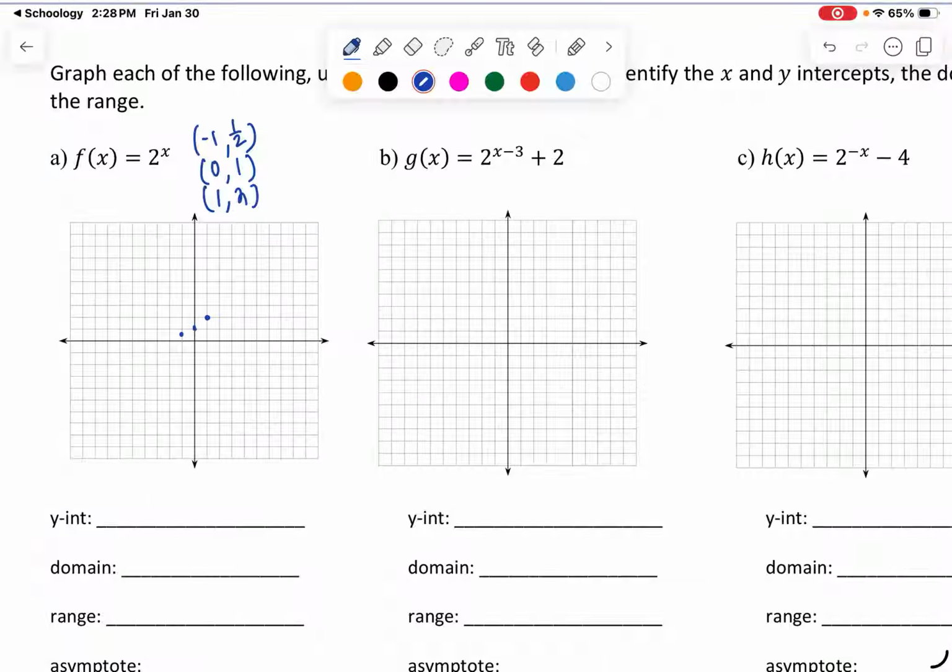So this is my exponential growth picture right here. And you could keep going. If you plug in 2, you get 4, right? If you plug in 3, you get 8, right? And if I plug in -2, I get a 4th. And if I plug in -3, I get an 8th. You're never gonna get 0, and you're never gonna get a negative number. You're just gonna get closer and closer and closer to 0.